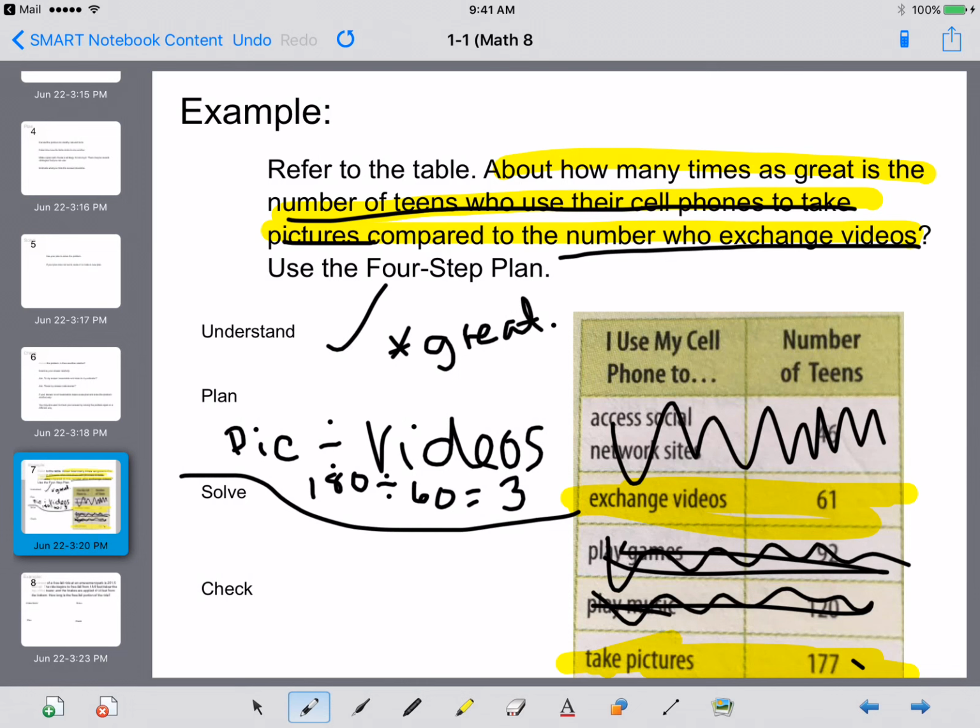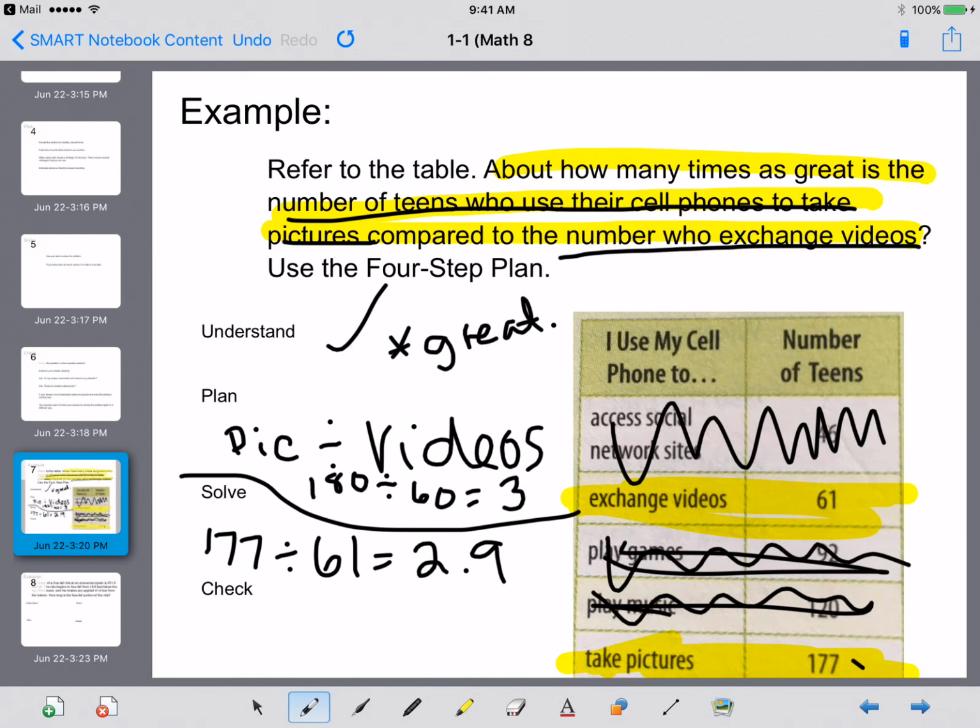So now we're going to actually put our plan into effect and we're going to solve. So we're going to take 177 divided by 61, and I'm just going to plug that into a calculator. I don't need to do this in my head. I can just use my resources here. And 177 divided by 61 is giving me 2.9.